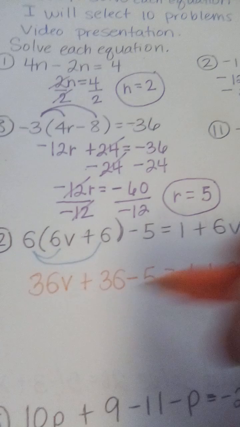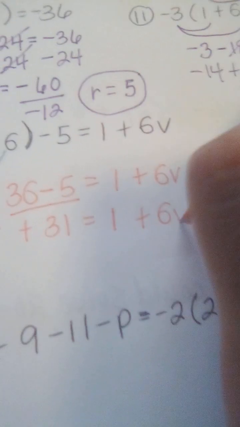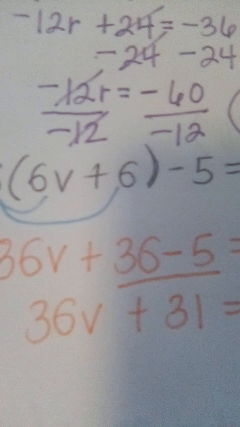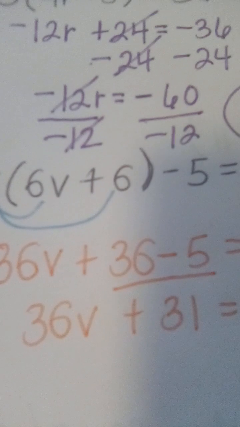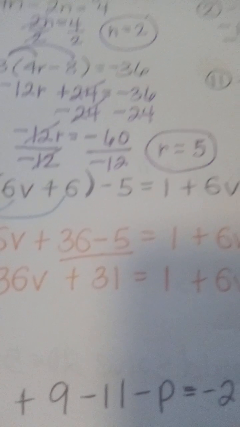Now we need to clean the left side just a little bit more. Do the basic math, right? In this case, what's 36 minus 5? 31, right? 36v plus 31 equals 1 plus 6v. Oh, forgive me on this, folks. Any questions on that so far?